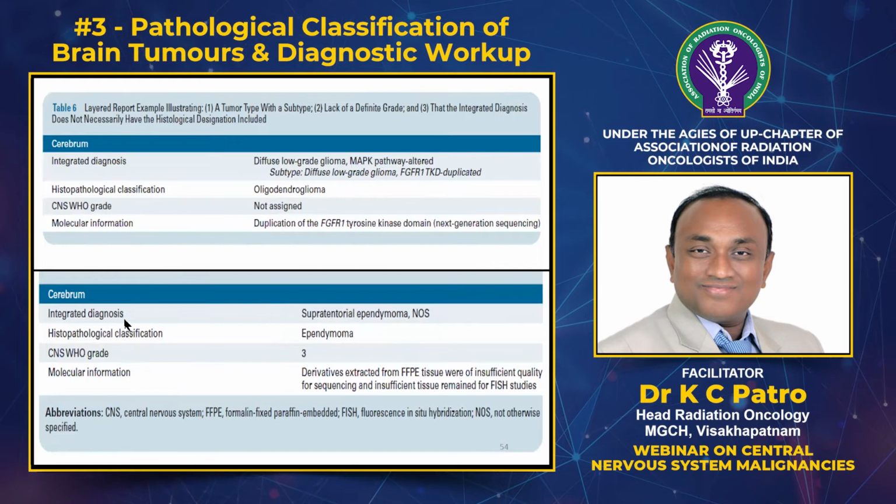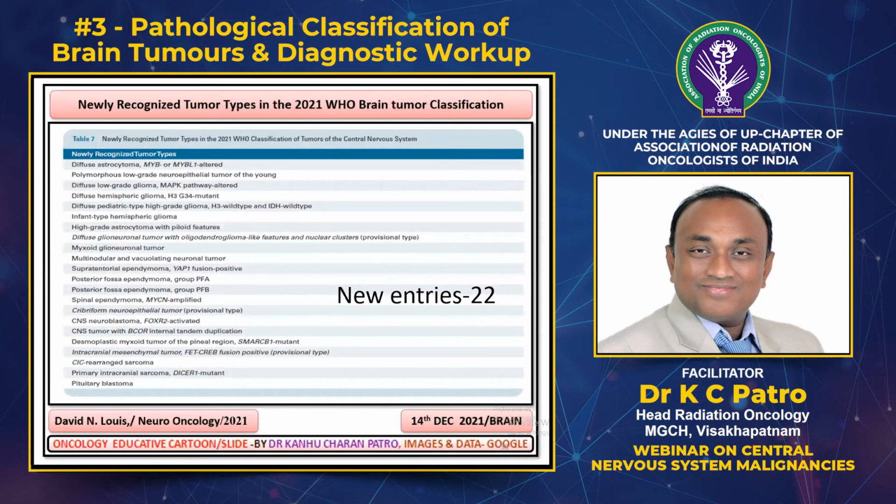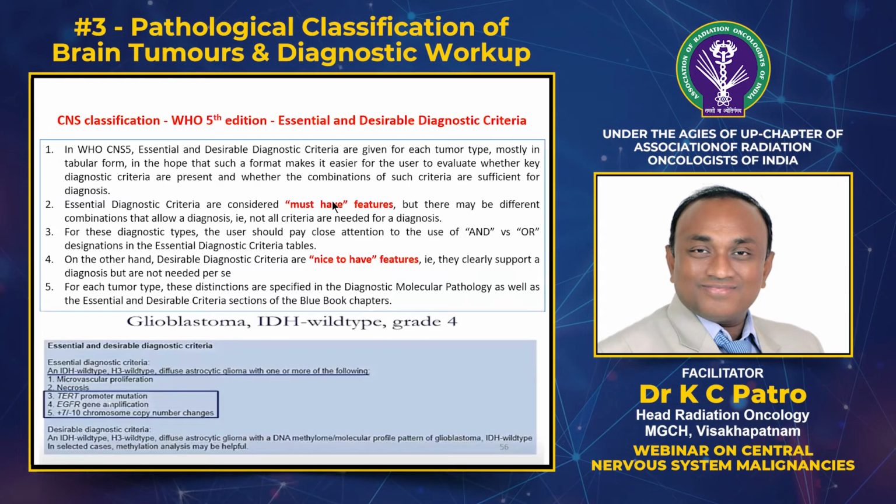Another example: the histopathological classification is ependymoma, CNS grade 3, and the molecular information from the tissue is insufficient. So technically it is a failure. So the integrated diagnosis is supratentorial ependymoma, grade 3, NOS, not otherwise specified. When there is a technical difficulty and you are not able to obtain the molecular information, it is regarded as NOS. They told you to follow essential diagnostic criteria and desirable diagnostic criteria. Essential diagnostic criteria must be present, and desirable diagnostic criteria are nice to have.